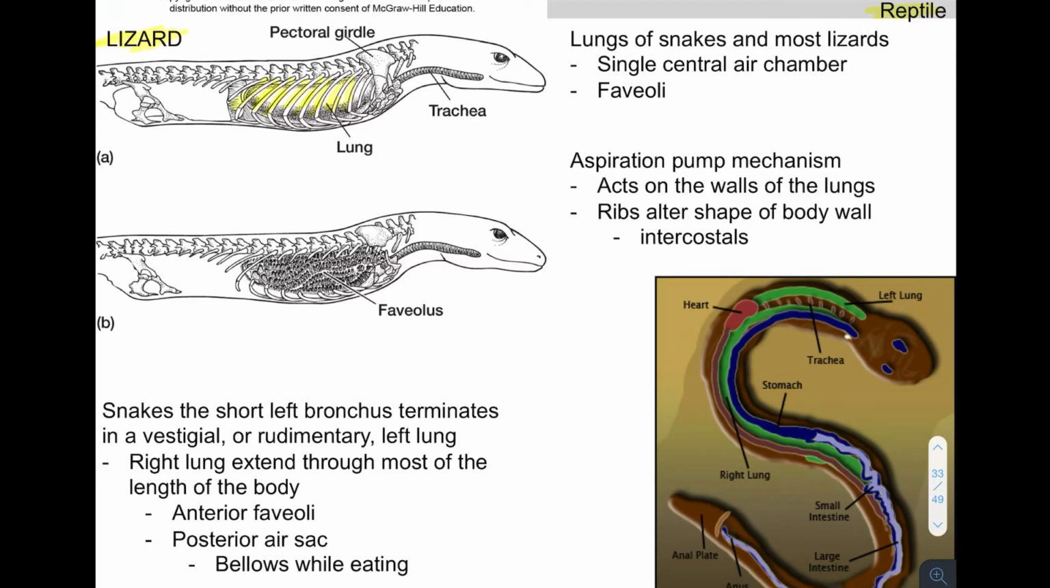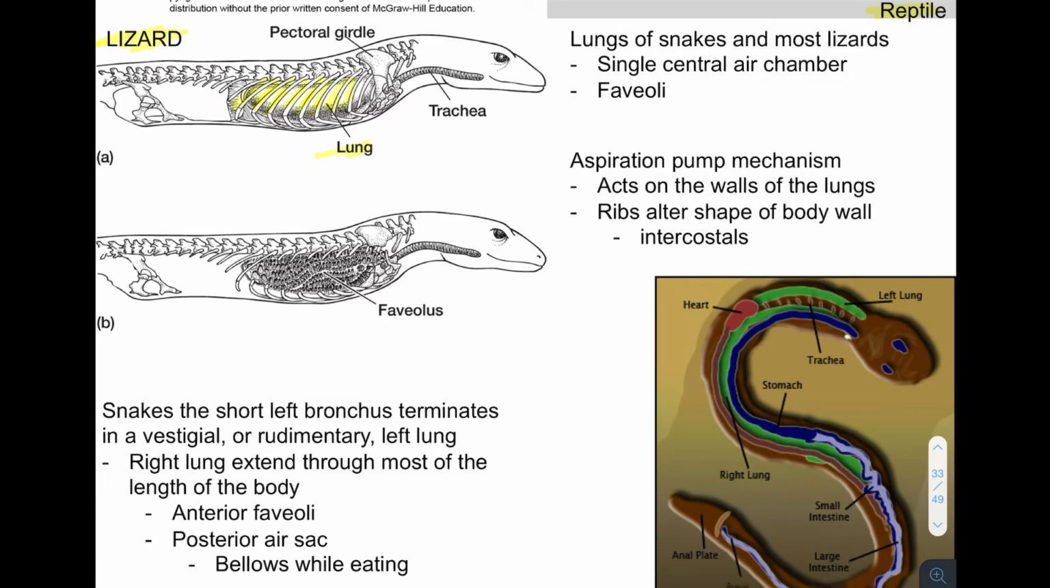When these ribs move in because of muscle contractions, or sometimes it's a passive process and just requires muscle relaxation, then the thoracic cavity gets smaller and the lungs compress, and this creates a higher pressure inside that thoracic cavity and is going to get the air to go out of the lungs.